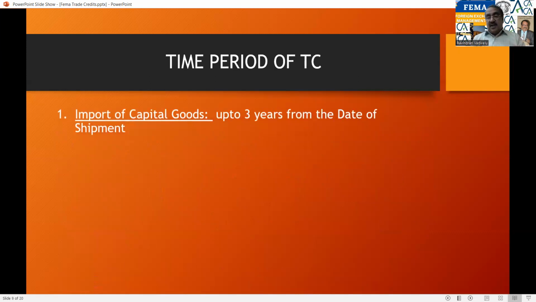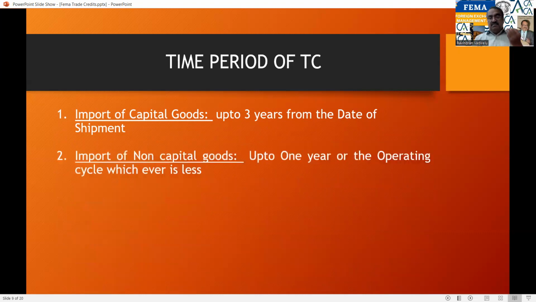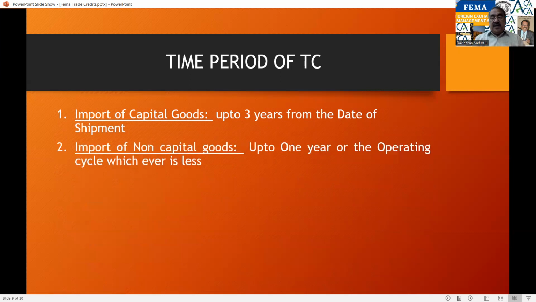Now, this trade credit has to be returned. What is the period within which this trade credit has to be returned? For import of capital goods, it is up to 3 years from the date of shipment. Up to 3 years from the date of shipment, the trade credit has to be returned. But for import of non-capital goods, it is allowed only up to 1 year or the operating cycle, whichever is less. Suppose it is less than 1 year, then that period you have to take with reference to non-capital goods.